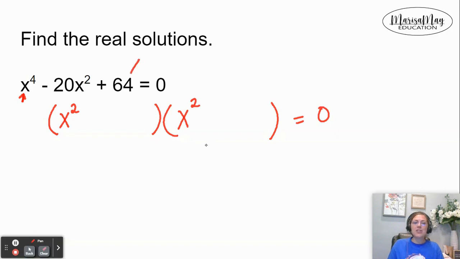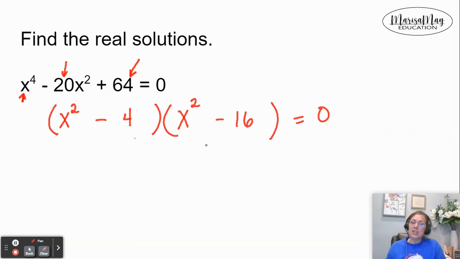Now we ask ourselves, what two things will multiply to give me 64, but will add to give me negative 20? So they have to multiply to give me positive 64, but they have to add to give me negative 20, and that's going to be negative 4 and negative 16. So if I add negative 4 and negative 16, you see how I get negative 20. If I multiply negative 4 and negative 16, I get positive 64.